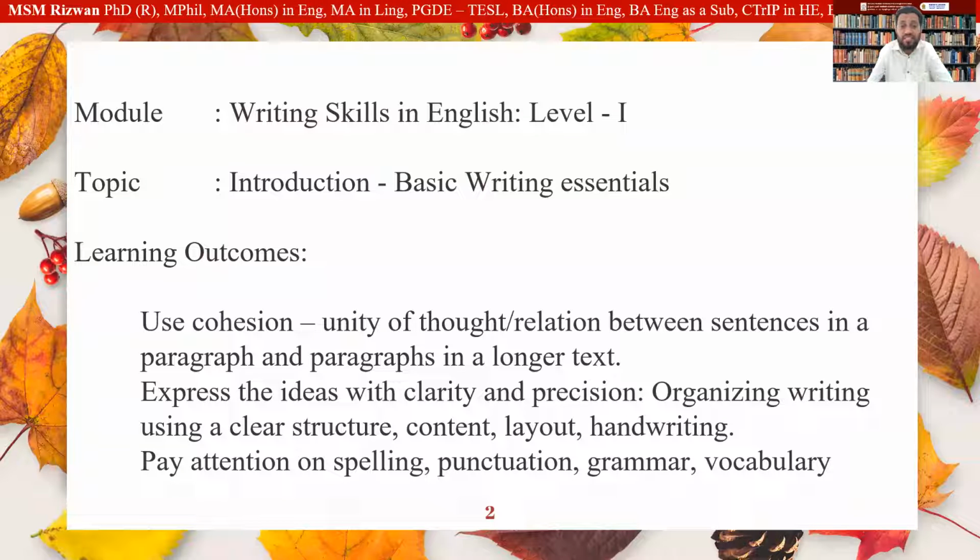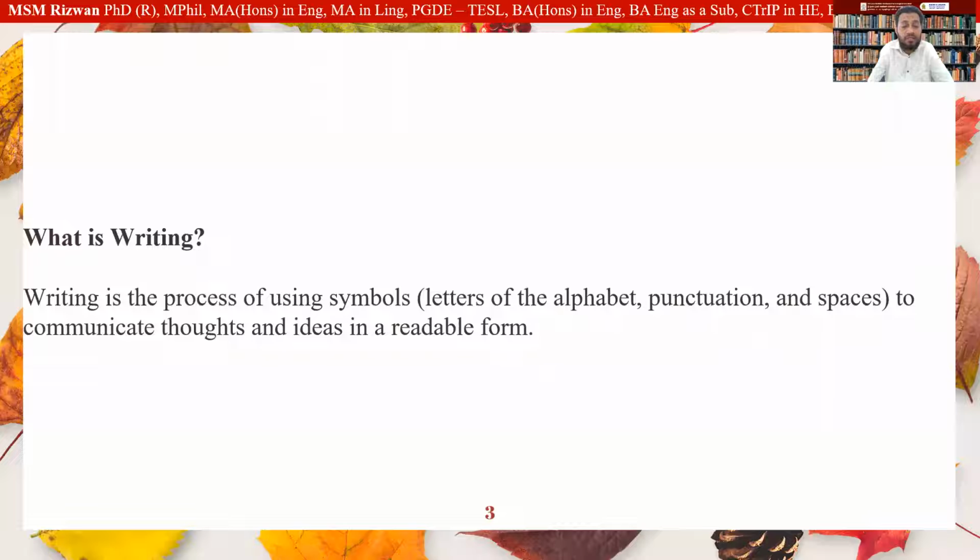To use the cohesion, unity of thoughts, relation between sentences in a paragraph and paragraphs in a longer text, to express the ideas with clarity and precision, organizing writing using a clear structure, content, layout, as well as handwriting. You are expected to pay attention on spelling, punctuation, grammar, and vocabulary. In order to achieve the given learning outcome, today's session has been set. Now let us discuss about what writing is.